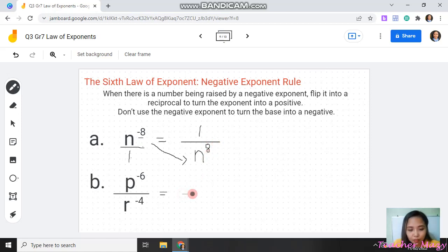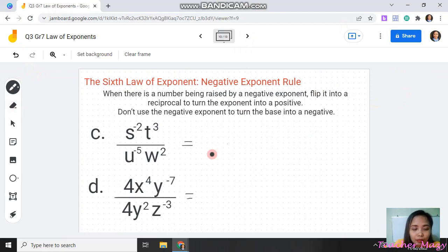Next, this one. Yan, parehas silang may denominator na exponent. So all we have to do is to get the reciprocal. So the r becomes the numerator and its exponent becomes positive, and the p becomes the denominator and its exponent becomes positive also. Okay, nagpalit lang sila ng pwesto.